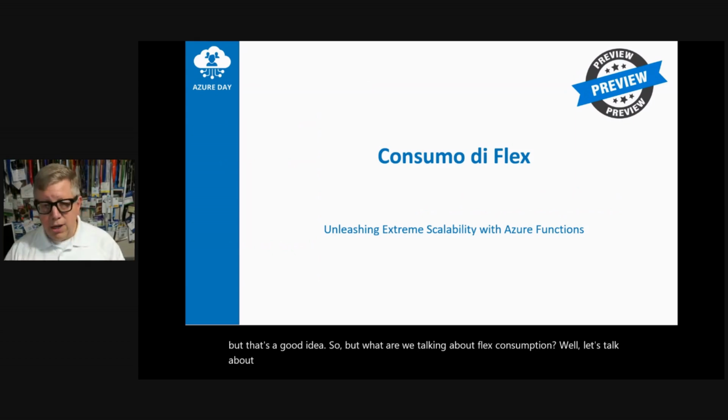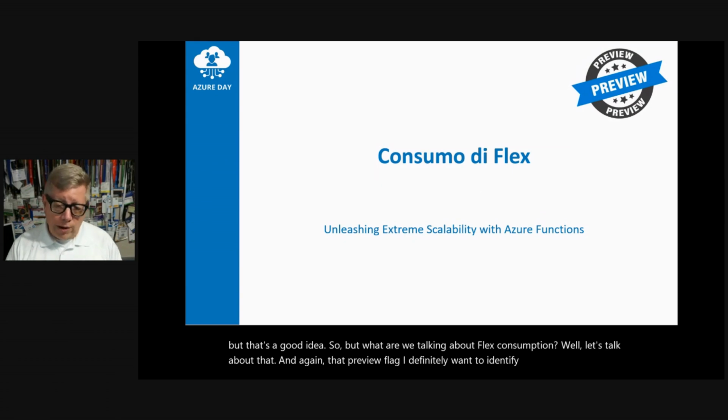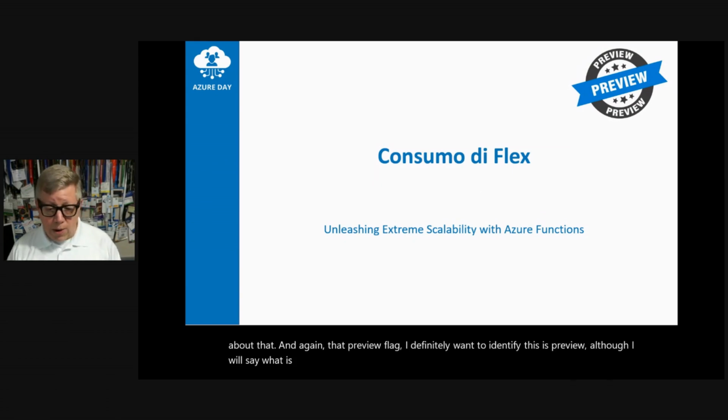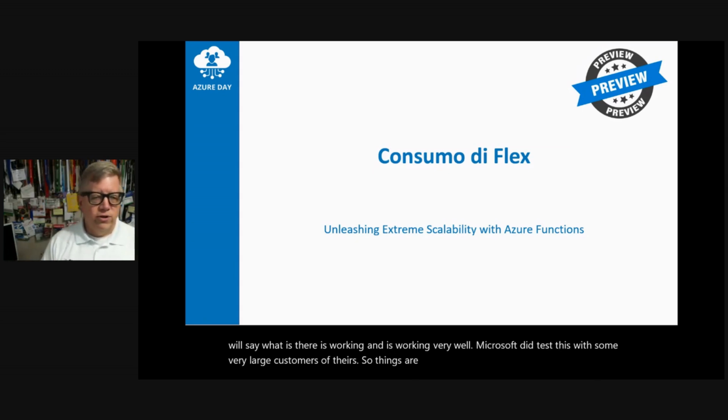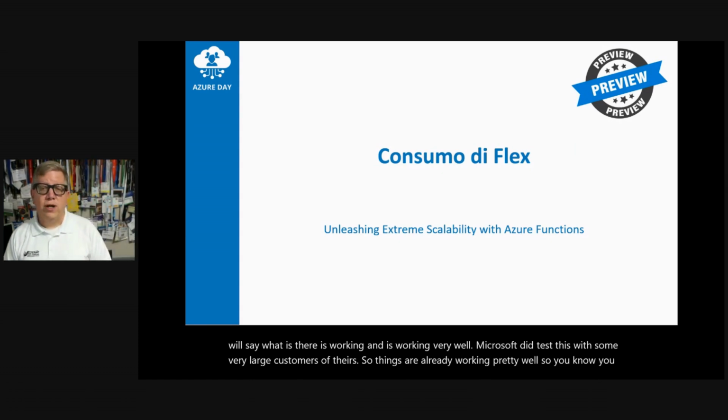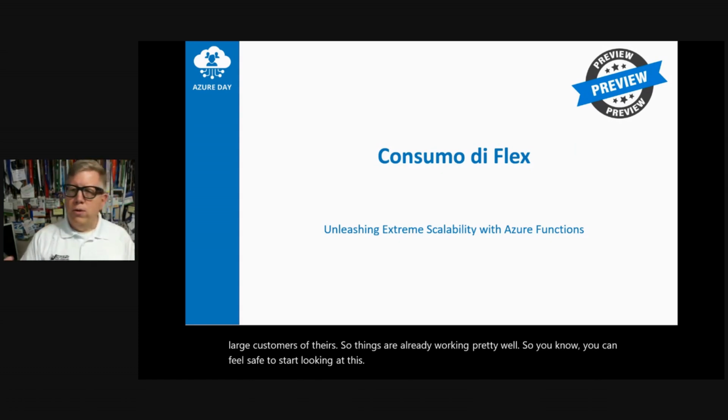And again, that preview flag, I definitely want to identify this is preview. Although I will say what is there is working, and is working very well. Microsoft did test this with some very large customers of theirs, so things are already working pretty well. So you can feel safe to start looking at this. So what are some things it's handling?